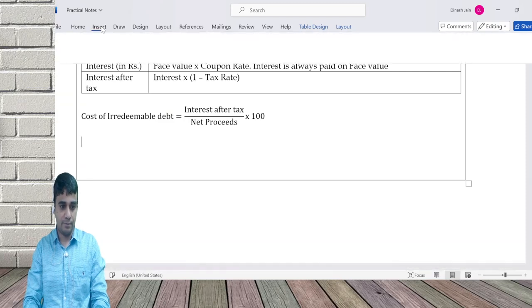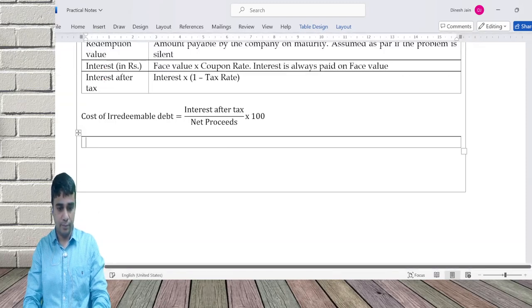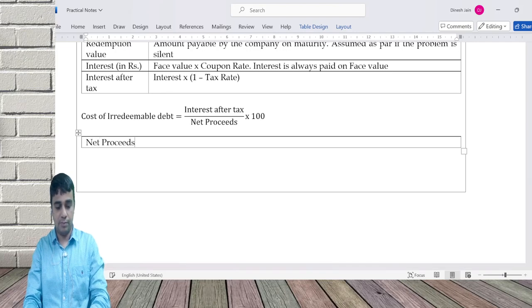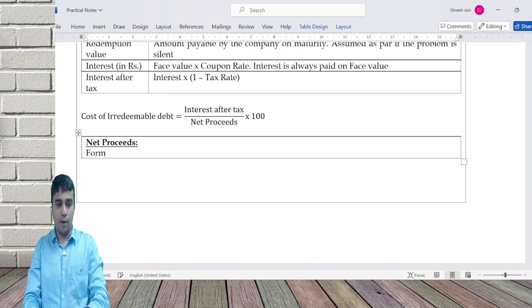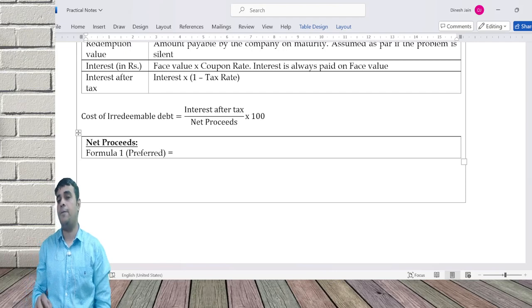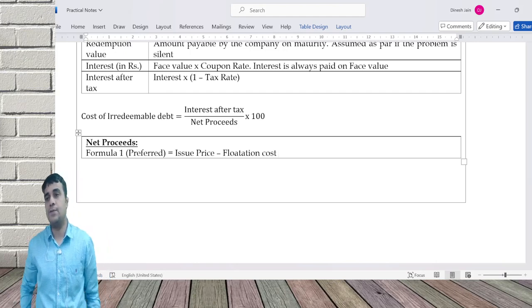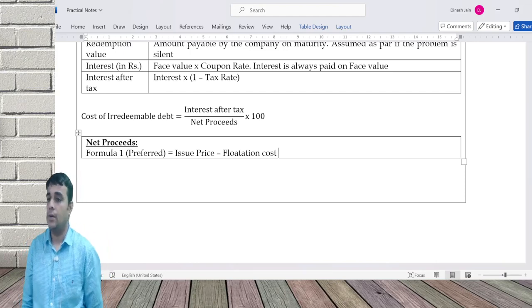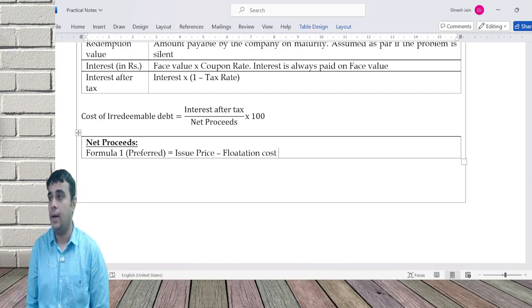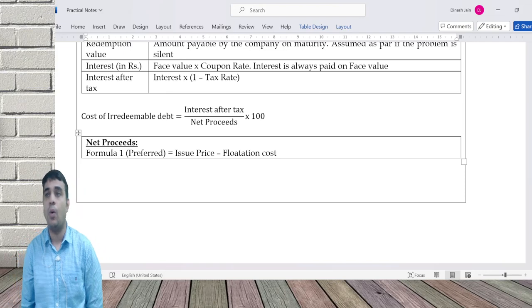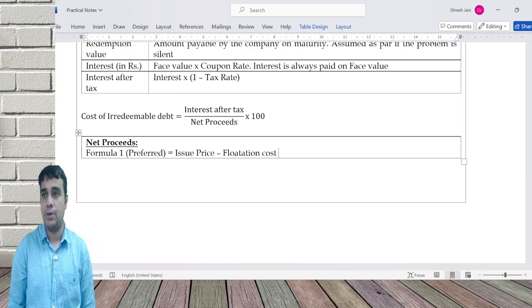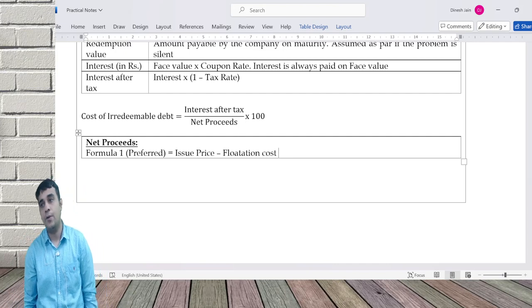Net proceeds, formula 1, in bracket preferred: issue price minus flotation cost. Net proceeds means what do I get from the debenture holder? I'll get issue price minus the flotation cost.